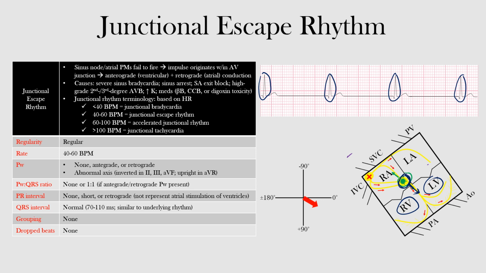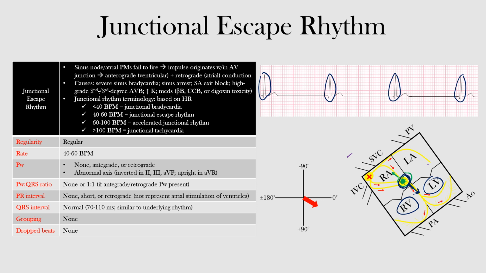And depending whether the impulse origin was high, mid-level, or low within the AV node, we can see the P wave at different areas relative to the QRS complex. For example, at times the P wave may be buried within the QRS complex. At other times, you may see an antegrade or retrograde P wave. Remember, an antegrade P wave is simply one that appears before the QRS complex, whereas a retrograde P wave is one that appears after the QRS complex.